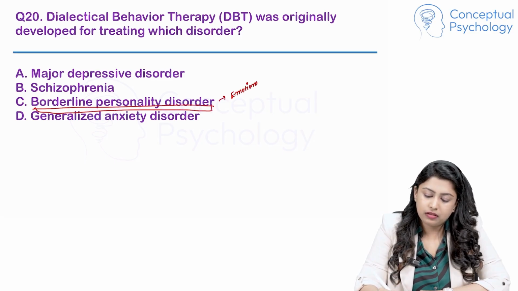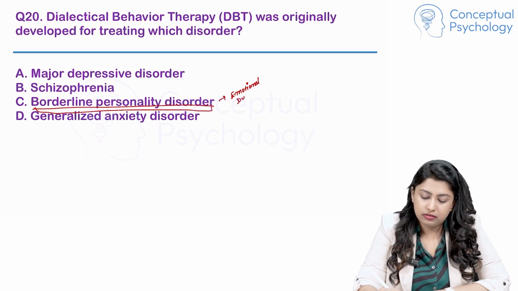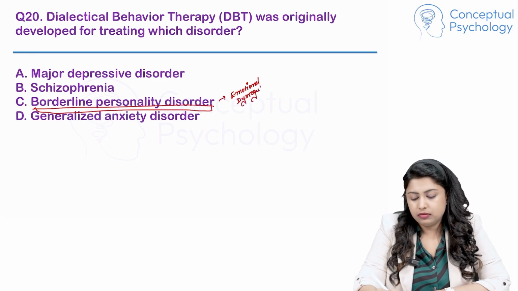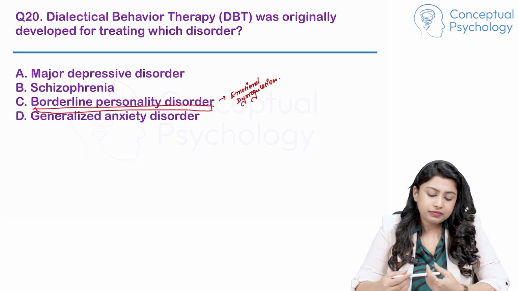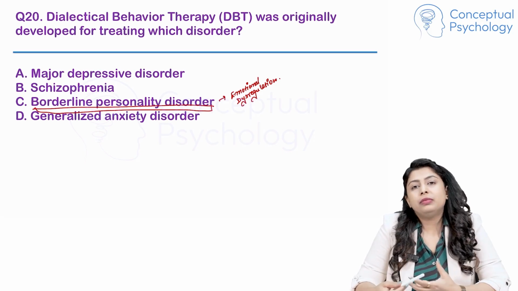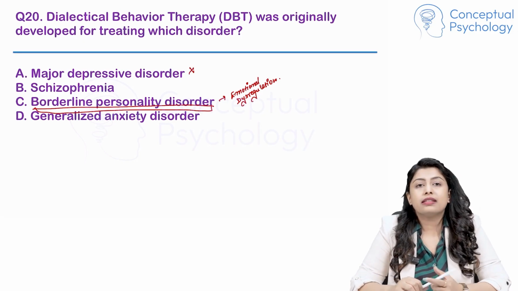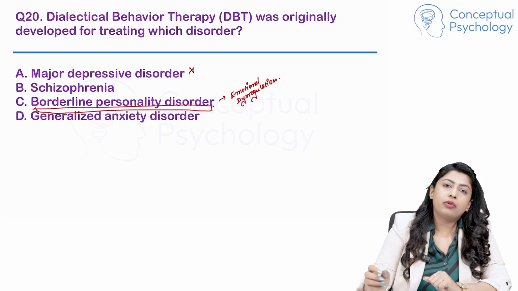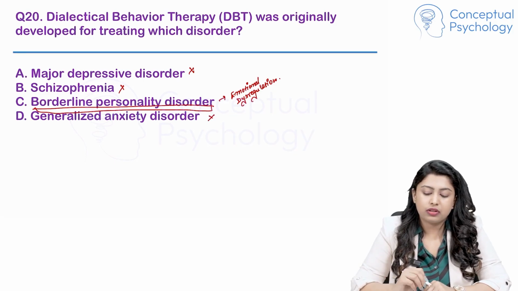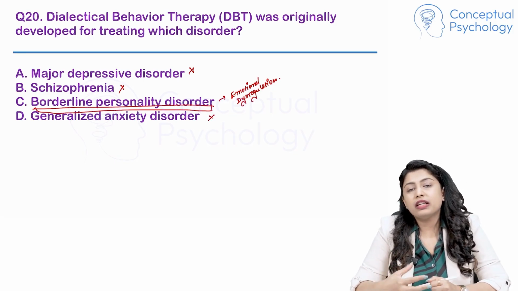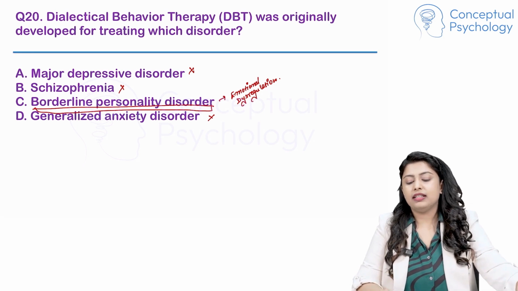So here we are looking at the emotional dysregulation, which is the characteristic hallmark trait of BPD. Major depressive disorder. So while DBT can be adapted for depression, it wasn't originally developed for this. Schizophrenia, not the original target population for DBT. Generalized anxiety disorder, again, this was not the focus for DBT. So DBT was specifically created to address the complex emotional and the behavioral challenges of borderline personality disorder.